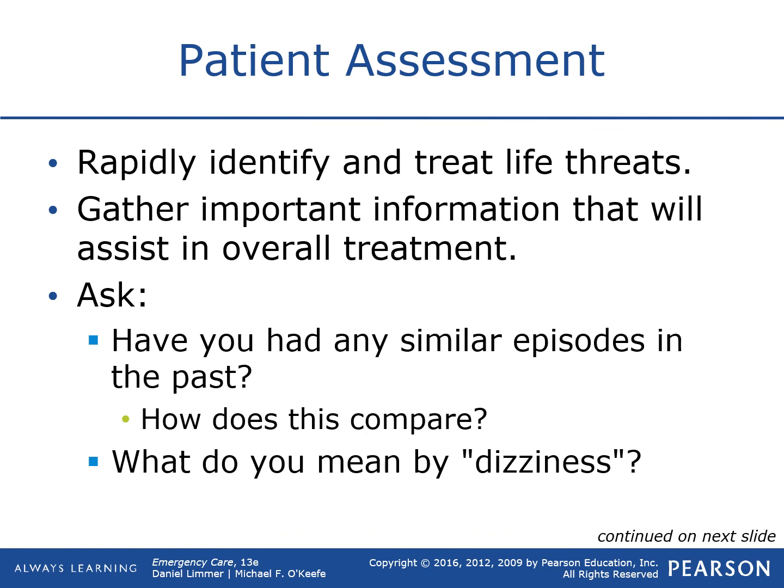So when we're assessing these patients, make sure that you identify and treat life threats, especially if they are currently unconscious. Find out what we think might have caused the unconsciousness and treat that if we can. You need to ask them, if they're conscious, have they ever had this happen to them in the past? How does this compare to when that happened?